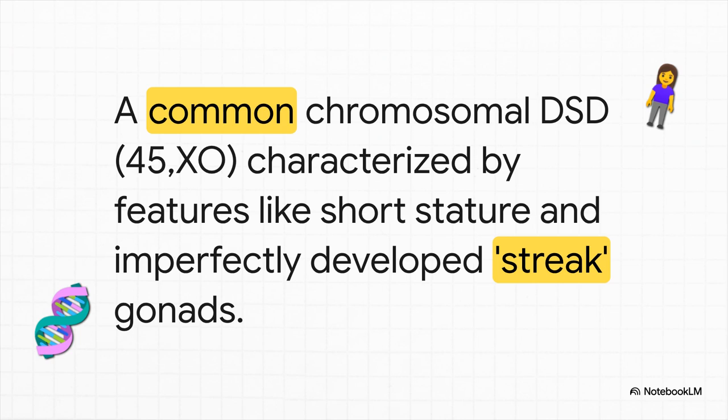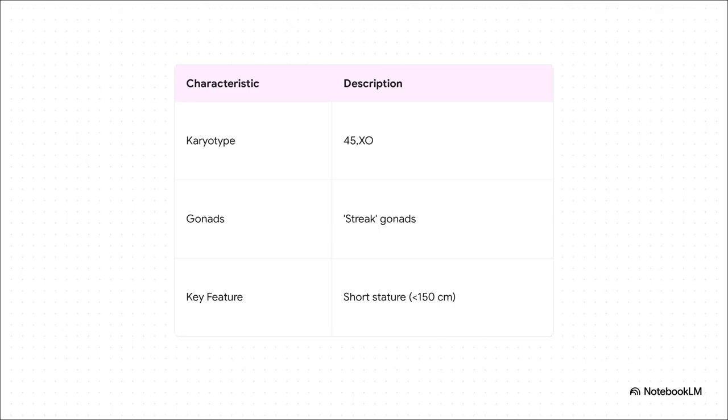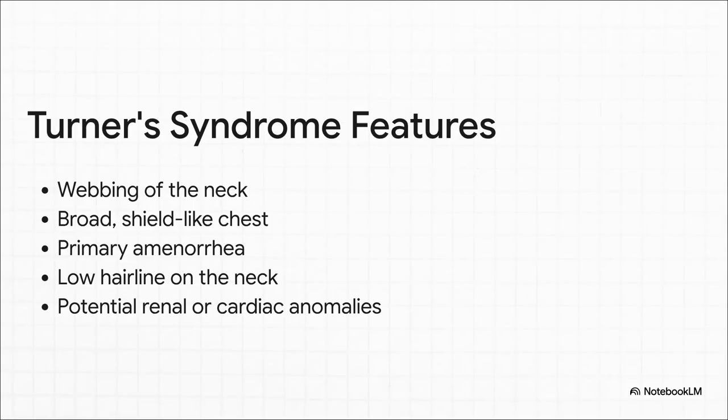It's actually one of the most common chromosomal conditions we know of. Okay, let's break this down. The karyotype, which is basically just a picture of all your chromosomes, is 45X. That means there's just a single X chromosome instead of the typical 2. Because of this, the gonads don't fully develop into ovaries. Instead, they often remain as fibrous tissue, sometimes called streak gonads. And probably one of the most common physical signs is short stature, usually under 150 centimeters, or about 4'11". There can be other physical features too, like webbing of the neck or a broad, shield-like chest.